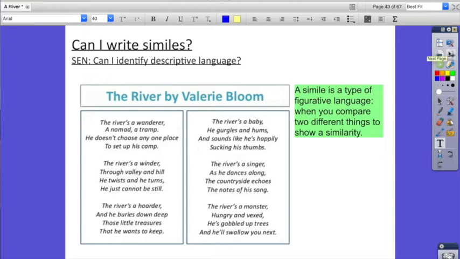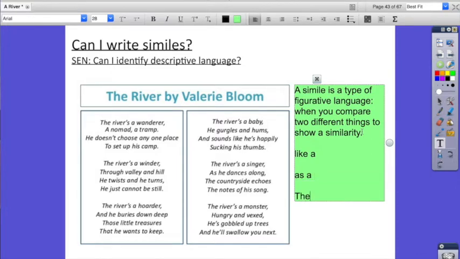So here's the poem, The River by Valerie Bloom, which we looked at last week in reading. Hopefully you remember. Now, a simile is a type of figurative language. It's when you compare two different things to show a similarity. And you often do this by using the phrase like a, okay, or as a. So, The River by Valerie Bloom.